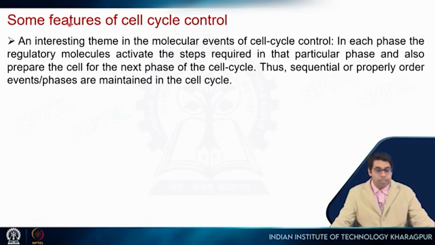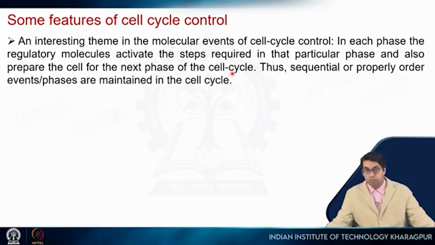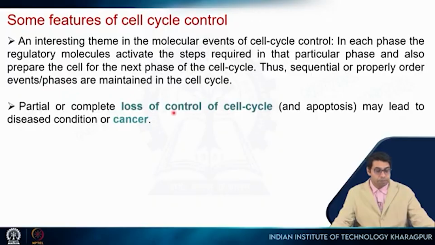So here are some of the features of cell cycle control, right. So it's an interesting theme in which molecular events of cell cycle control that we have seen. So here each phase activates the next step, right, and also prepares the cell for the next phase of the cell cycle. So a current phase will prepare the cell for the next step, and once everything is favorable, it will move the cell into the next step. So the sequential or properly ordered events are maintained in the cell cycle.